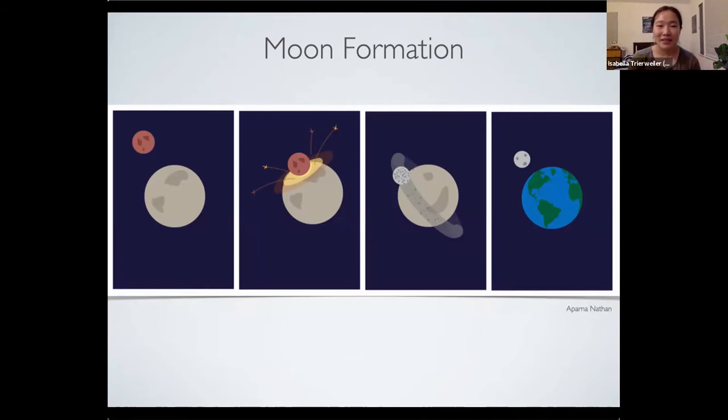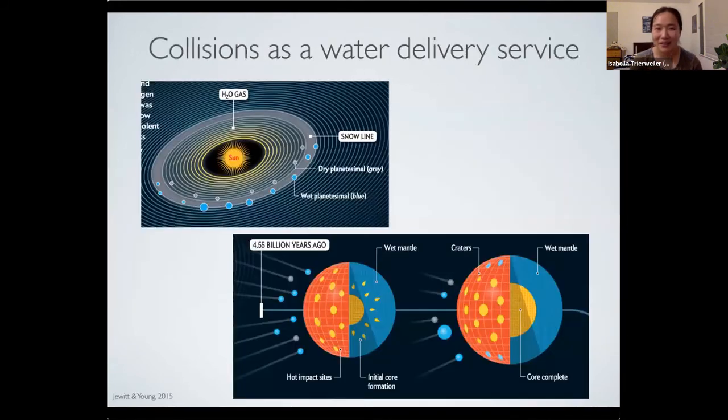And as I mentioned, collisions are also a really good way to add anything you'd like to your planet. Specifically, they're great for water. They could also deliver any kind of other special material that we need on our Earth. But water is one of the big questions, so I'll focus on that one here.